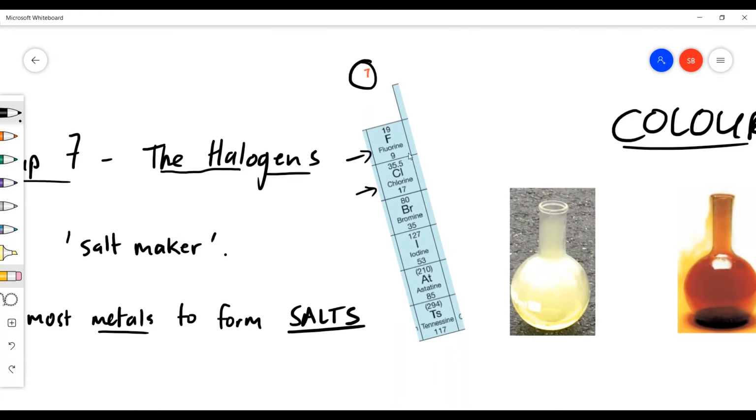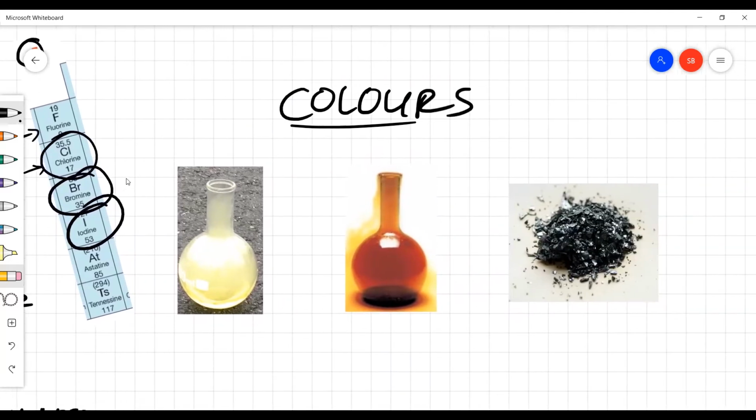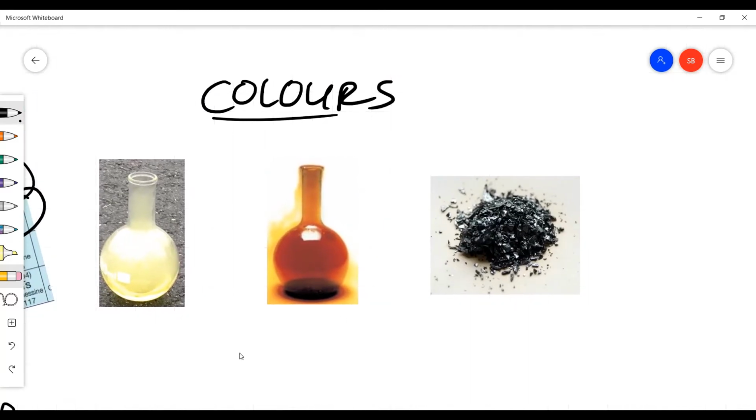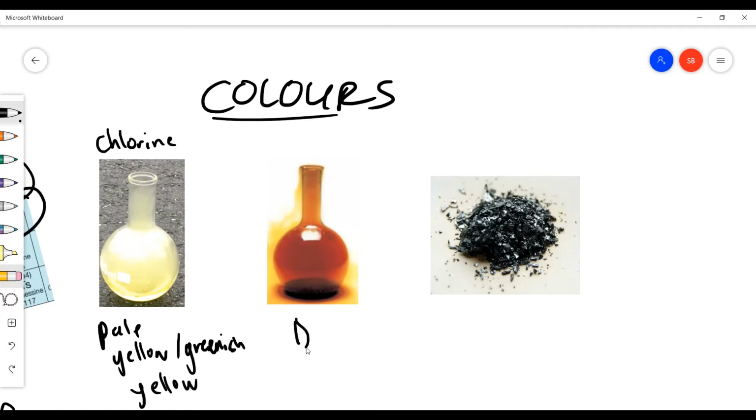The very common ones here are chlorine, bromine, and iodine. Okay, check it out. So these are the colors. What color would you say this chlorine is? Come on, say it to me. Beautiful, pale yellow, right? I've even seen some people call this pale yellow slash greenish yellow. Okay, this is sort of dark brown. This is the bromine.